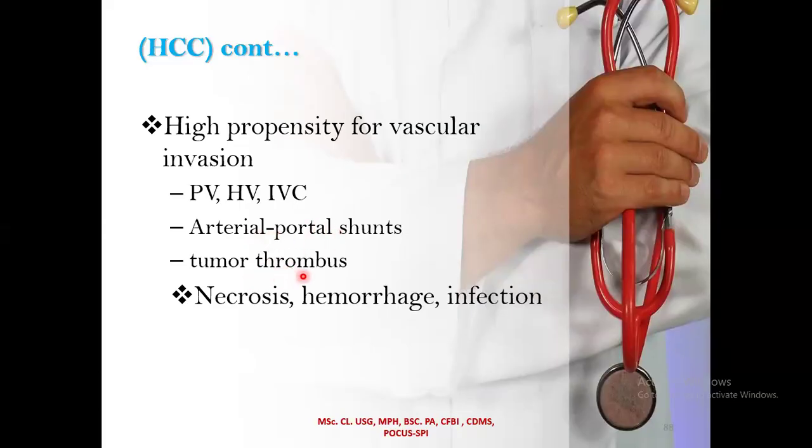Tumor thrombus. Since it has a propensity for invasion and bleeding, there could be a blood clot. Thrombus is a blood clot in a blood vessel. So it can also form a tumor in the blood vessel, blocking the blood flow, which can cause necrosis. Necrosis means that the cells over there are dying.